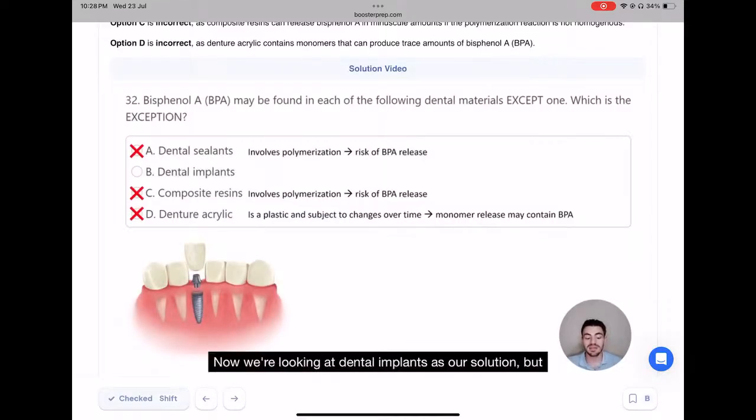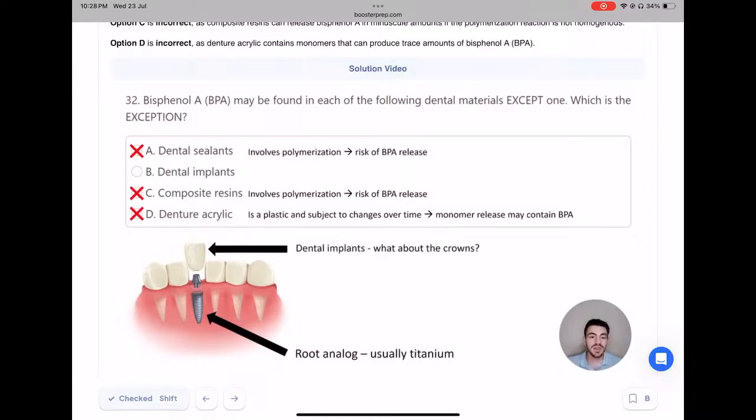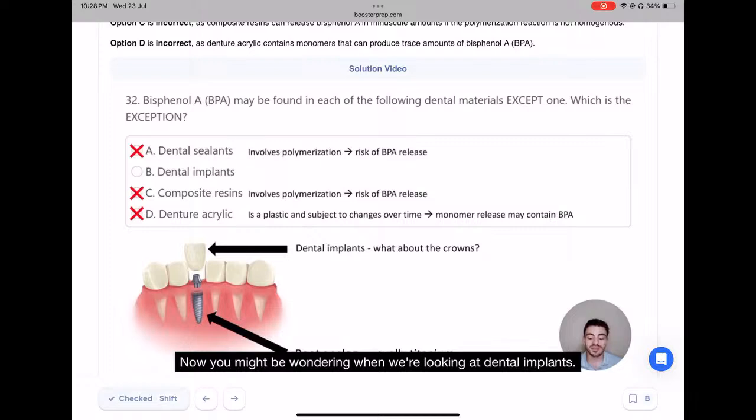Now we're looking at dental implants as our solution, but we need to understand what aspects are involved when we're looking at dental implants. For example, when we're looking at the root analog, this is comprised usually of titanium, and because we're not looking at resins and polymerization here, there's no risk of BPA release. Now you might be wondering, when we're looking at dental implants, what about the crowns? What are those made out of?